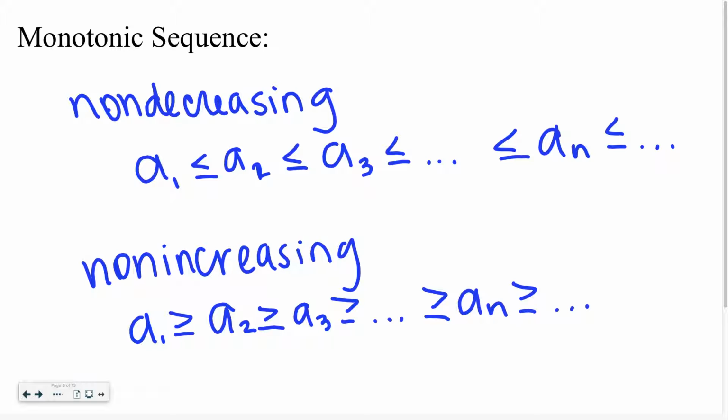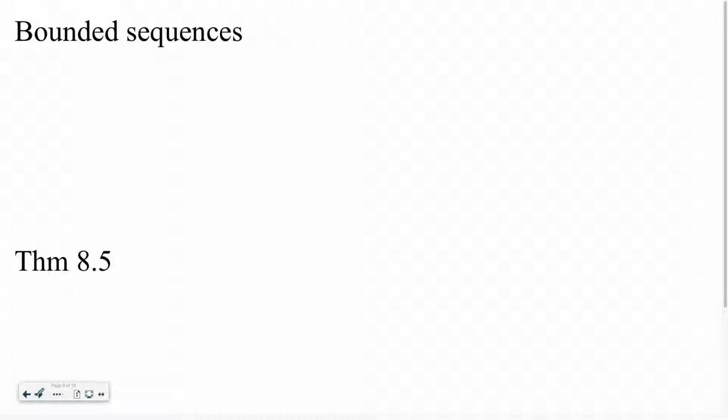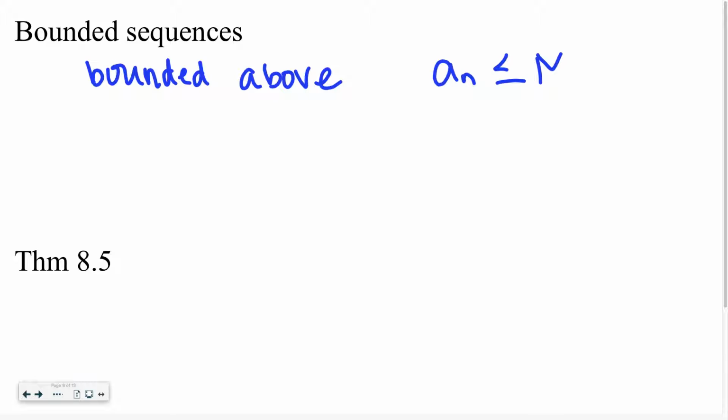Okay. Now, we can also talk about being bounded. We can be bounded above. What would that mean? If we're bounded above, then all of our terms would be less than or equal to some number.